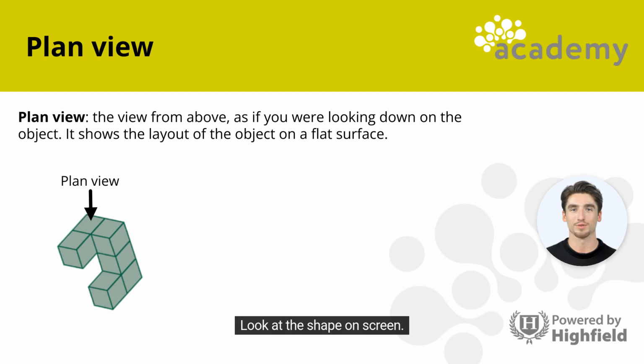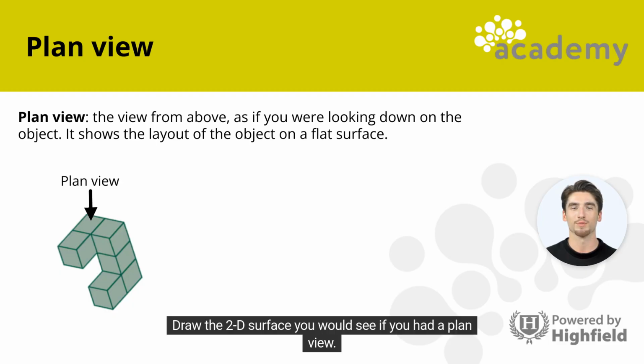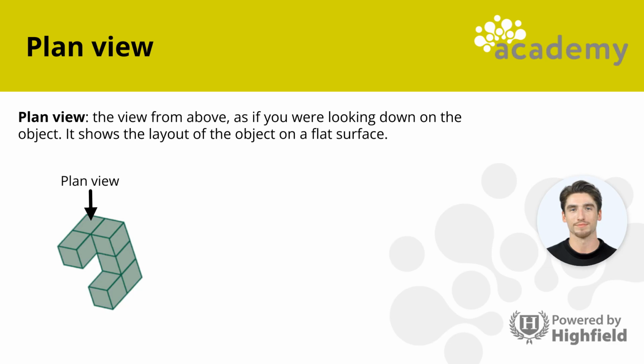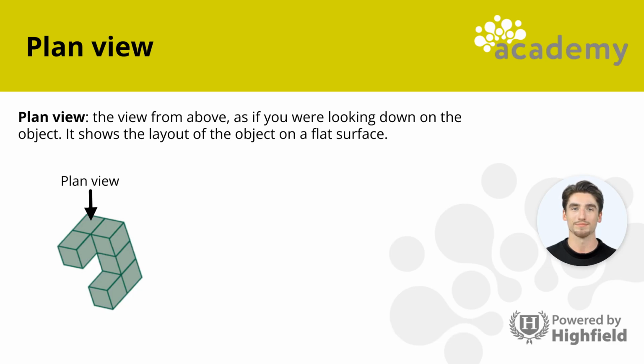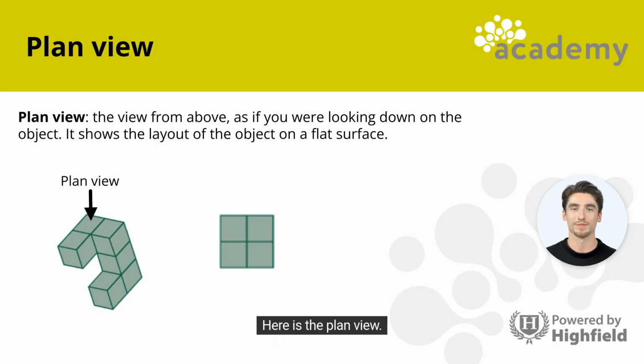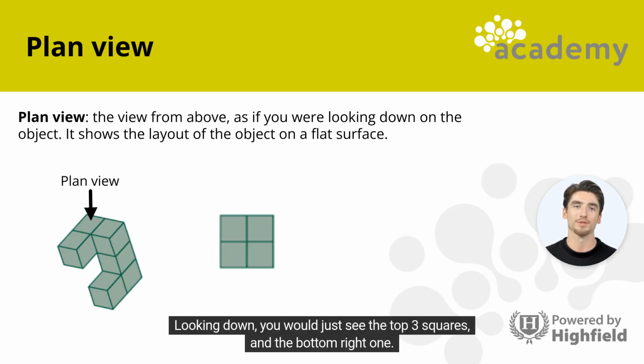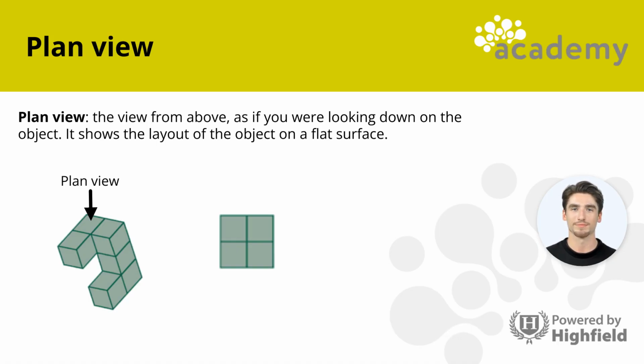Look at the shape on screen. Imagine you are standing in the position described. Draw the 2D surface you would see if you had a plan view. Pause the video, then press play when you're ready to check your answer. Here is the plan view. It is the view from above. Looking down, you would just see the top 3 squares and the bottom right one.